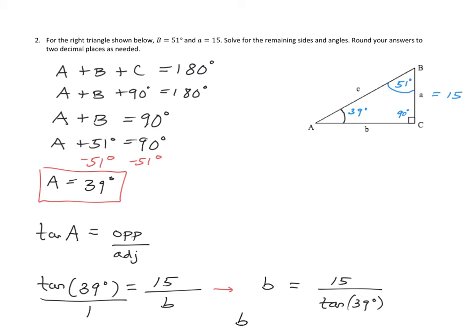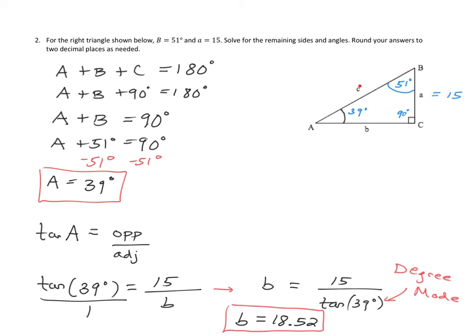So b is 18.52, approximately. Approximate length of side b. So again, just be careful here. If you're using this, you want to use degree mode, not radian mode in your calculator.